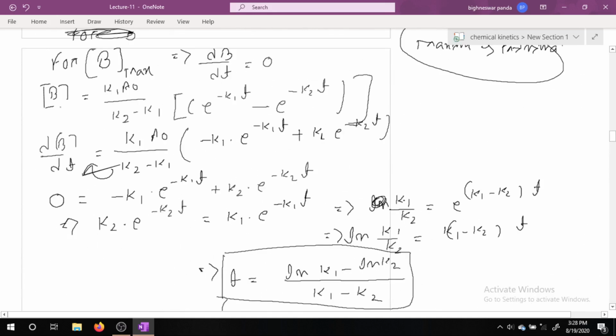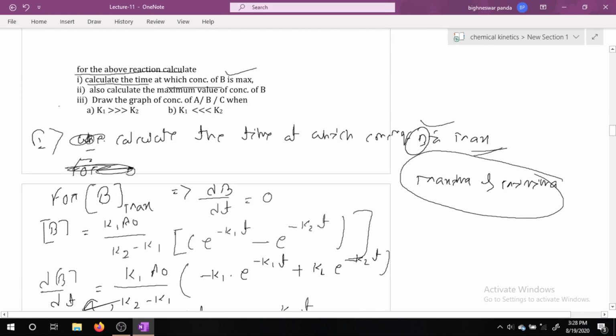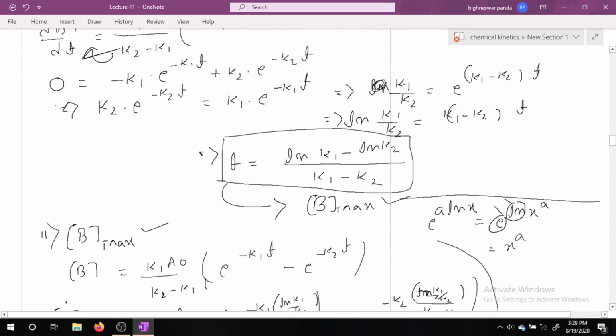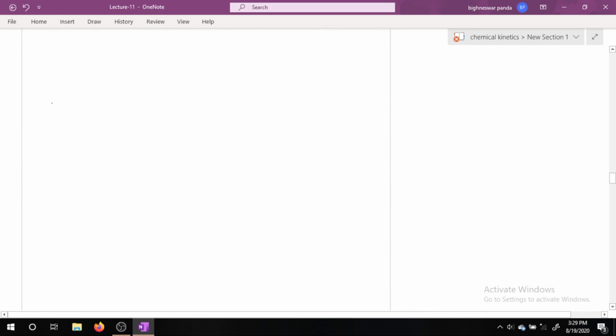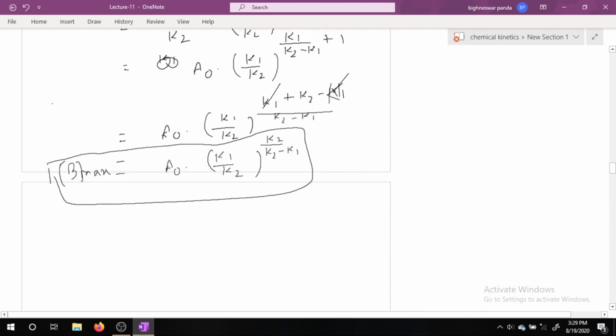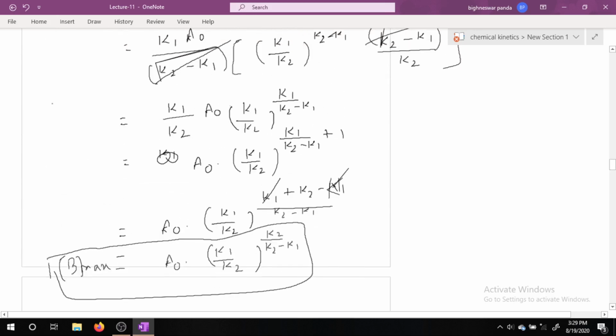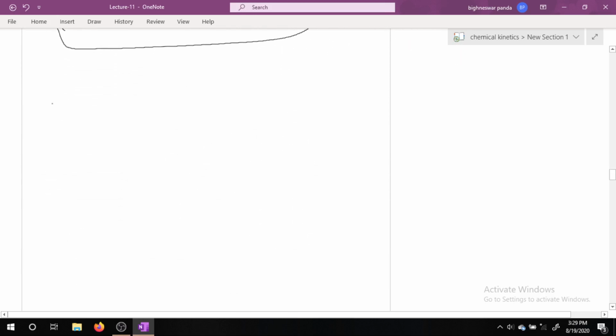And practice a lot. Next, question number 3: we have to draw the graph of concentration of A, B and C when K1 is very much greater than K2 and K1 is very much less than K2. Solve question 3.